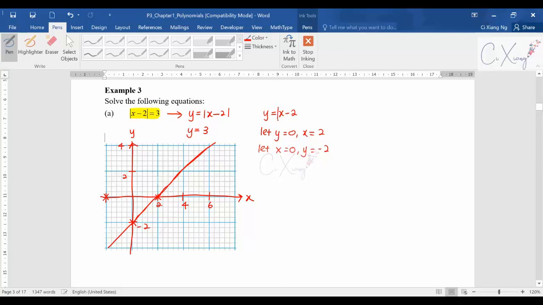If I want to put the modulus, that means you need to reflect the negative part to become positive. I believe you already know how to sketch this graph. This is the negative part, so you will reflect your graph here. It will pass through 2 also, because negative 2, when reflected, becomes positive 2. So when you reflect it, your graph will look something like this.